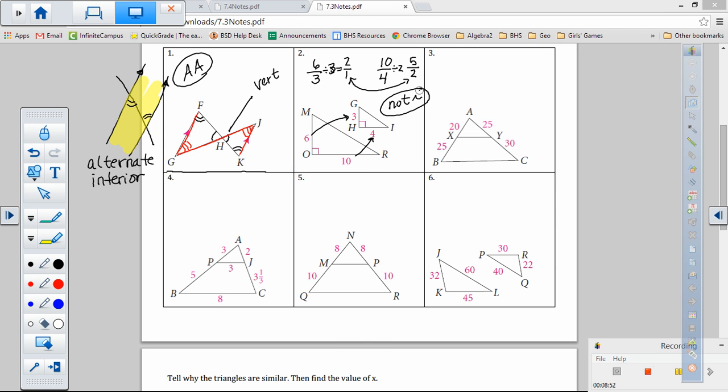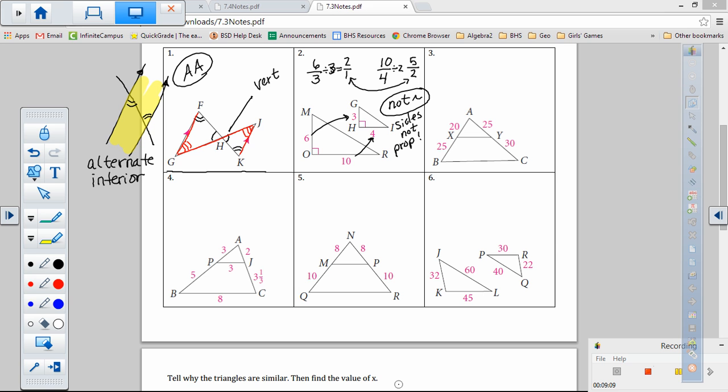If I asked you why they were not similar, you would have to tell me that the sides are not proportional. Okay? Sides not proportional. Okay? All right.